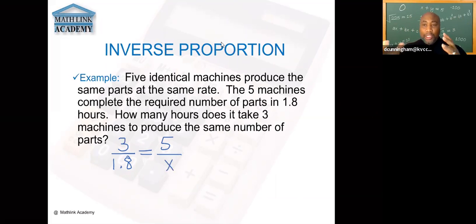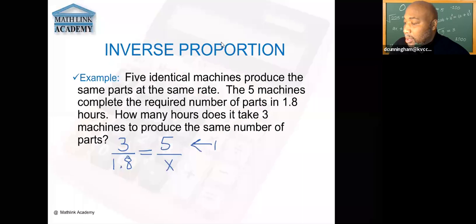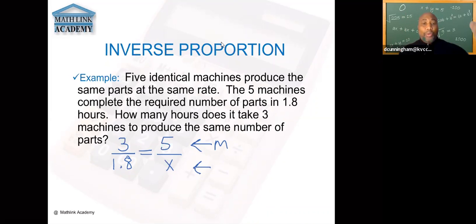So it's kind of different because we're doing an inverse proportion. And I did that on purpose. So the tops are the machines, and the bottom, in this case, is our hours. And notice the 3 is not with X. 3 is with 1.8 because it's indirect. It's inverse proportion.